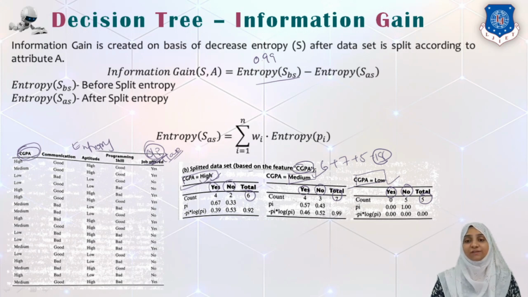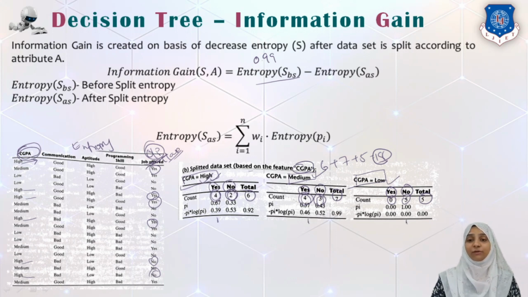Now CGPA is high and output is yes, that many samples are 4. CGPA is high and output value is no, the number of samples is 2. Likewise, CGPA is medium and output is yes is 4. For CGPA medium, output value is no, the number of samples is 3. Now we have to calculate total entropy. So I will first calculate the entropy of this set, this partition and this partition.